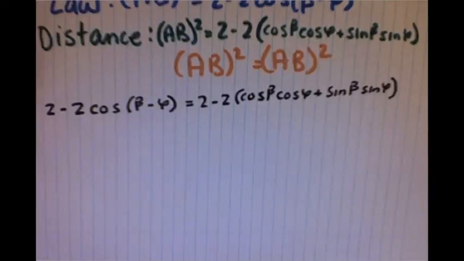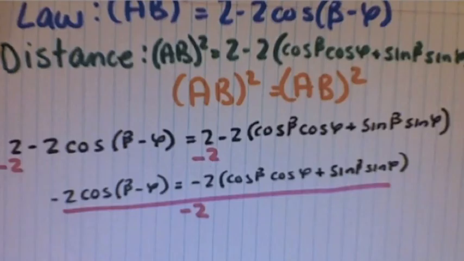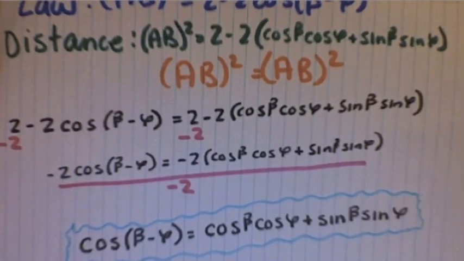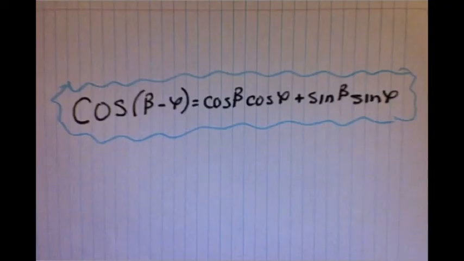So you have 2 minus 2 cosine(beta minus alpha) equals 2 minus 2 times (cosine beta cosine alpha plus sine beta sine alpha). What you can do from here is subtract both constants, 2 each, and then divide by the negative 2 that is being multiplied. Once you divide and subtract, you are left with cosine(beta minus alpha) equals cosine beta cosine alpha plus sine beta sine alpha, which is the difference formula for cosine. Thank you.